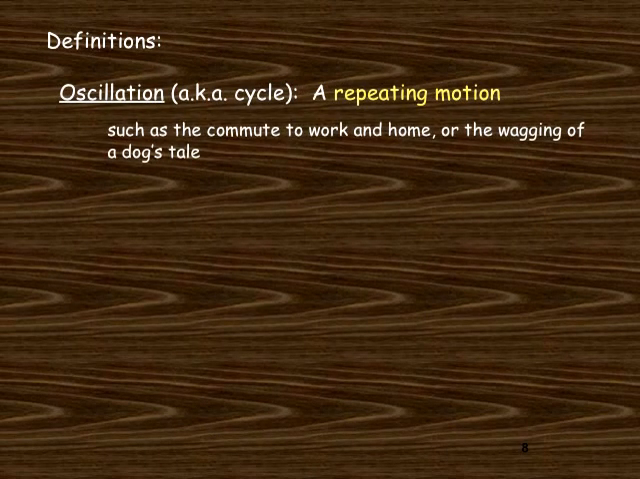What do we mean when we say an oscillation? That's a cycle. Any repeating motion is an oscillation, such as you commute to work and home, and then from home to work and work to home and home to work, etc. That's a repeating motion, an oscillation. Or the swinging back and forth of a pendulum is like the swinging back and forth of a dog's tail. It's a repeating motion.